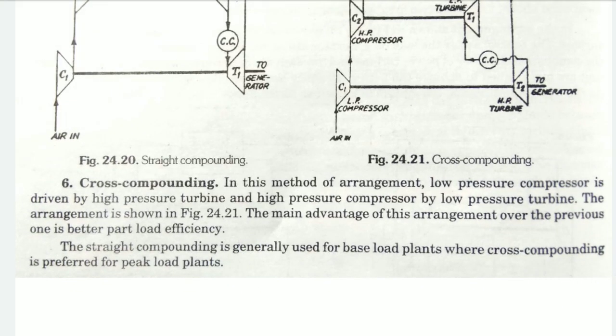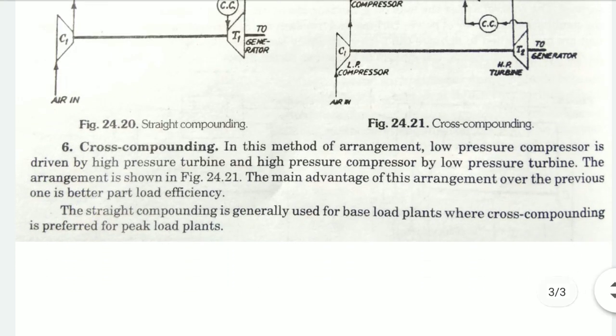So the low pressure compressor is driven by the high pressure turbine, because the combustion gases come first into the T2, therefore it is the high pressure turbine, and the high pressure compressor is run by the low pressure turbine, meaning the arrangement is reversed as compared to straight compounding. So this is your cross compounding.